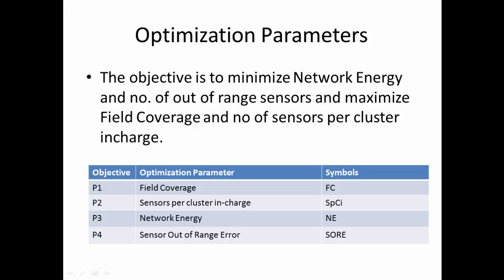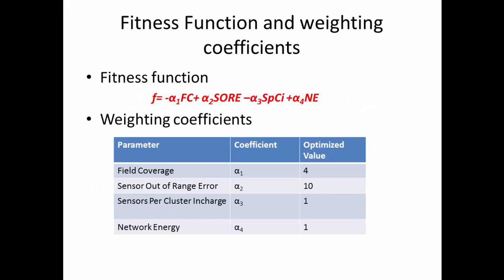What we want to do, that is, out of these four optimization parameters, we will want to minimize network energy and the number of out of range sensors, whereas we will want to maximize field coverage and the number of sensors per cluster in charge. Here's our fitness function in red.